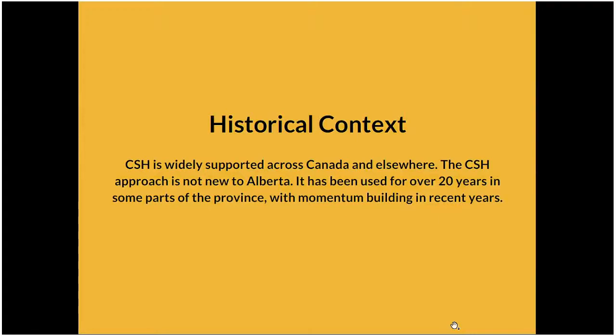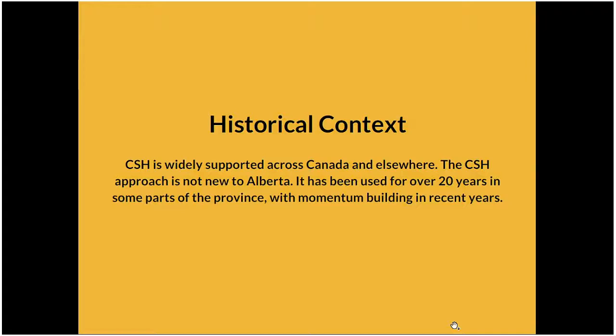Comprehensive school health is not a new concept. It stems from work that was done in the 1950s by the World Health Organization. The comprehensive school health approach is widely supported across Canada and internationally. Within Canada, the Joint Consortium for School Health was established in 2005 by provincial, territorial, and federal governments. The JCSH is a partnership of 25 ministries of health and education across Canada. They promote the comprehensive school health approach to support student wellness and achievement in children and youth. All provinces and territories, with the exception of Quebec, are members of the JCSH.